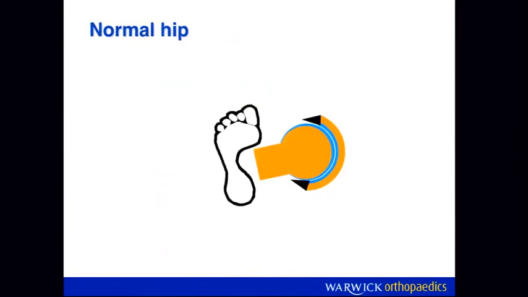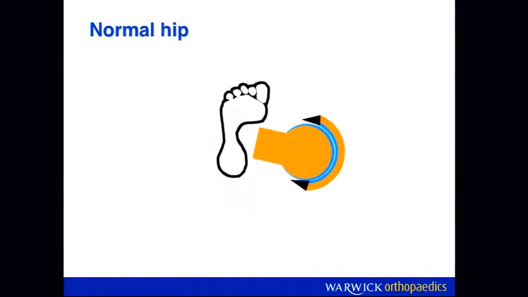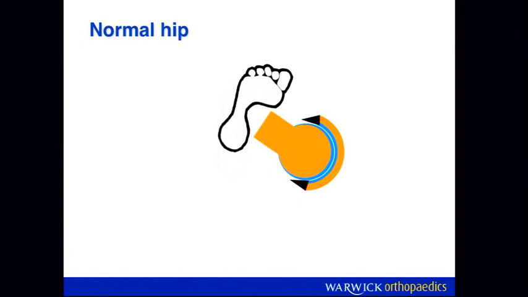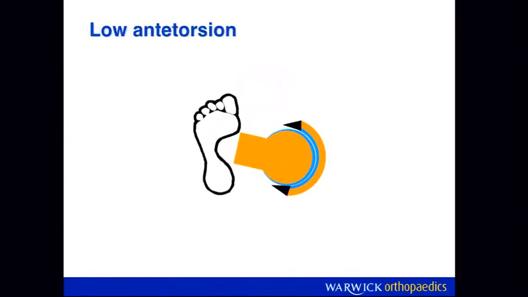Well, if you can make sense of this little diagram, there's a foot at the end of the leg and then a hip joint. If we rotate the hip into internal rotation, then as long as we've got a reasonable amount of femoral antetorsion and no other problems, then the hip will be able to rotate normally and the foot will go into internal rotation, either with the hip extended or flexed.